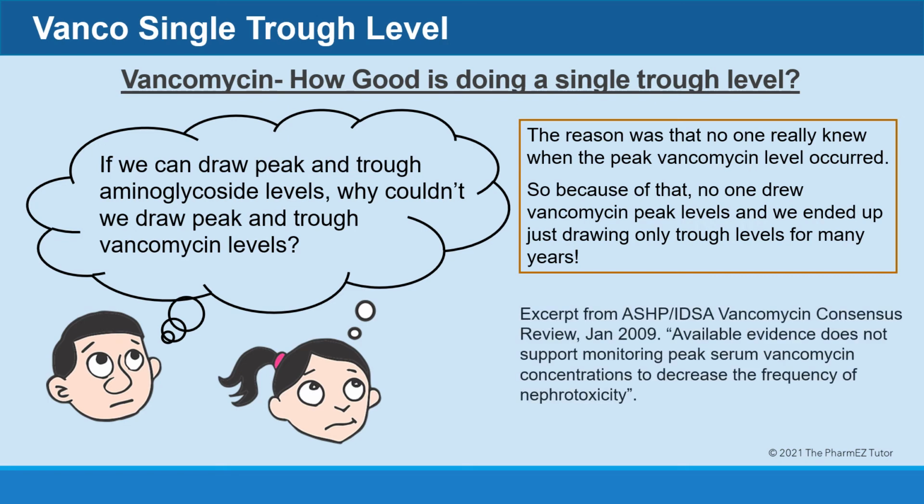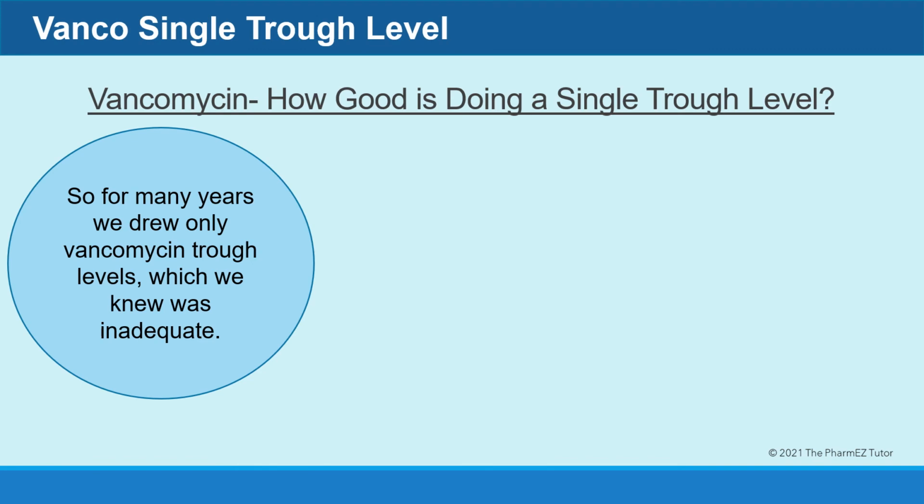many years. In fact, an excerpt from the ASHP IDSA vancomycin consensus review in January of 2009 stated, "available evidence does not support monitoring peak serum vancomycin concentrations to decrease the frequency of nephrotoxicity." So for many years we drew only vancomycin trough levels, which we knew was inadequate.